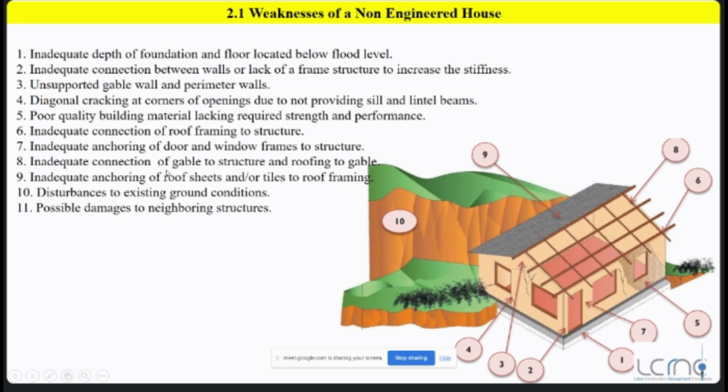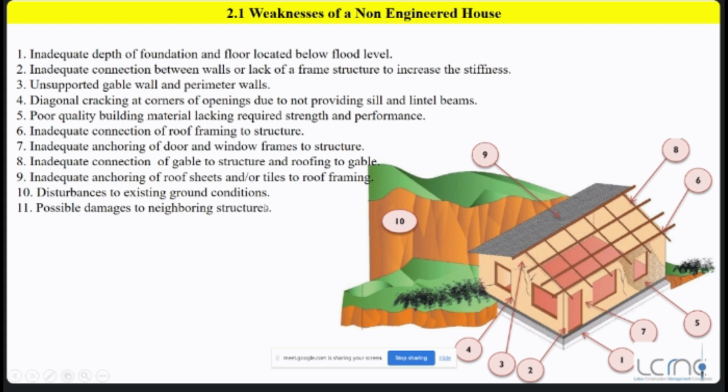And inadequate connection of gable to structure and roof into gable, that I have repeated last time. And then number 9, inadequate anchoring of roof sheets and/or tiles to roof framing. So definitely, your roof structure should be anchored properly to the walls, and your roofing sheets should also be anchored properly to your roof structure. Otherwise the same collapse will happen if there are very high wind areas or cyclones. So that is that, and also the disturbances to the existing ground condition.